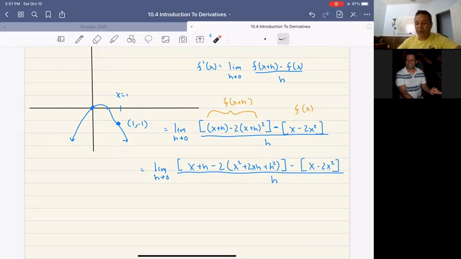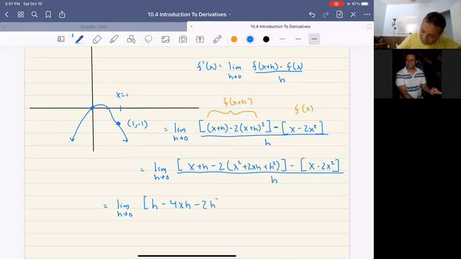Now remember what your pre-calc teacher told you. The f of x should go away. This is another case where that's going to happen. This x and this x cancel. This negative 2x squared and that negative 2x squared cancel. But this 2 is still acting on all this stuff. So what are we going to be left with? As h goes to 0, we're going to get this h here, minus 4xh, minus 2h squared, all over h.